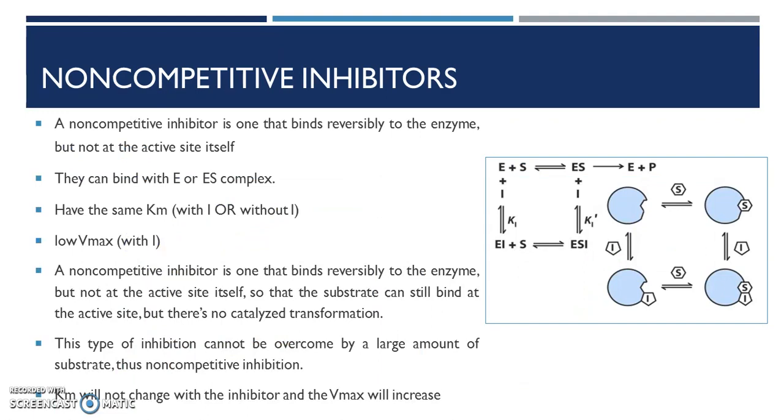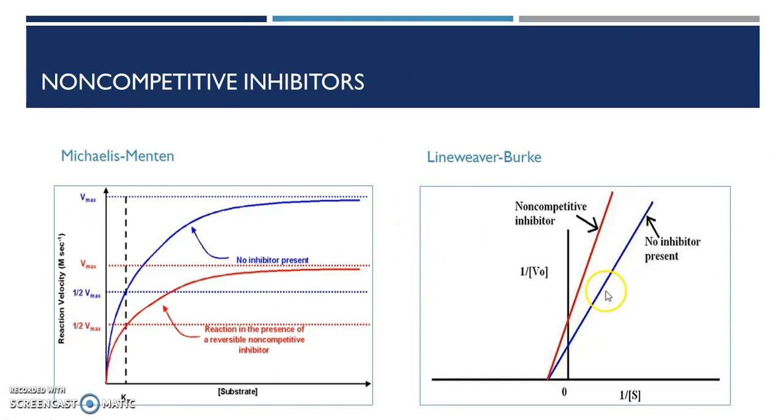In case of the non-competitive inhibitor, the inhibitor molecule can bind with the enzyme substrate complex or it can bind with the enzyme molecule. So it will reduce the value of Vmax. In the Lineweaver-Burk plot, the red one is for the non-competitive inhibitor, and here we can see that 1 by Vmax is increased, which means the Vmax value is reduced.